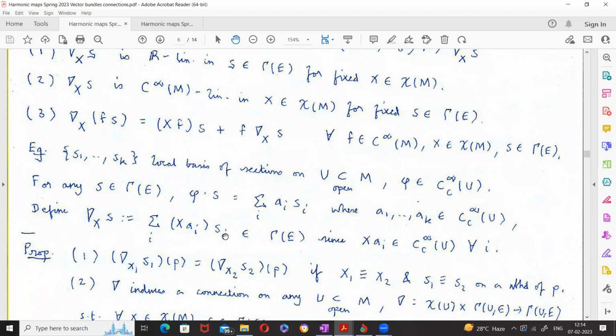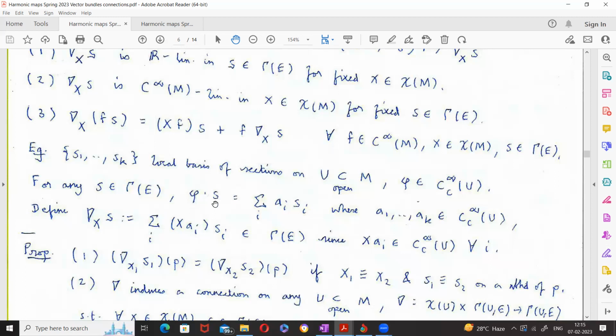Okay. So this will again be a global section because the AIs have compact support contained in U. So X of AI will also have compact support contained in U. So these will be globally defined. All right. Is this clear? And it's not hard to see that this defines a connection. So first of all, it's real linear in S, right?